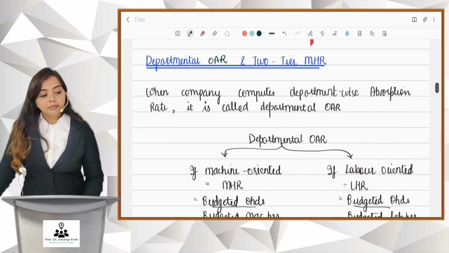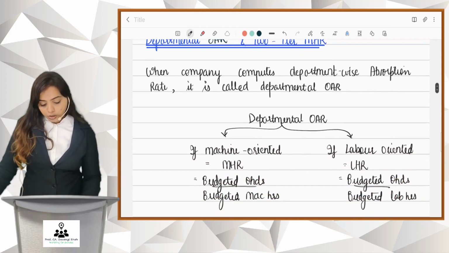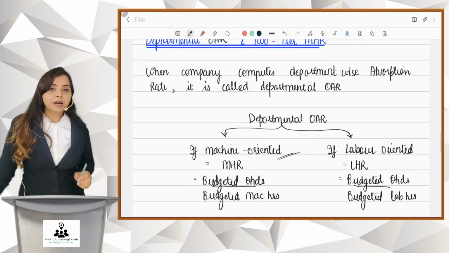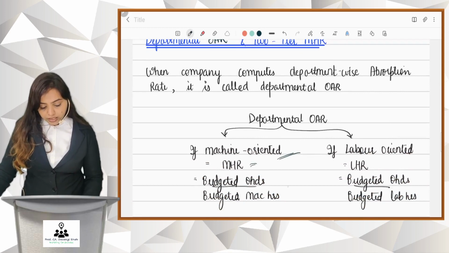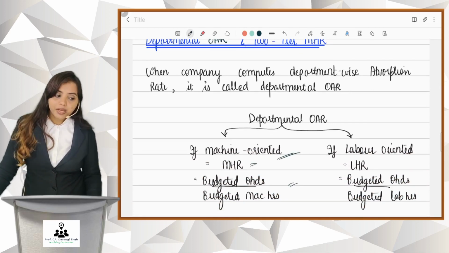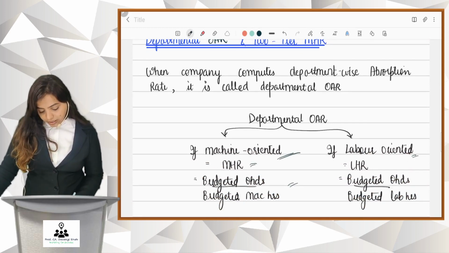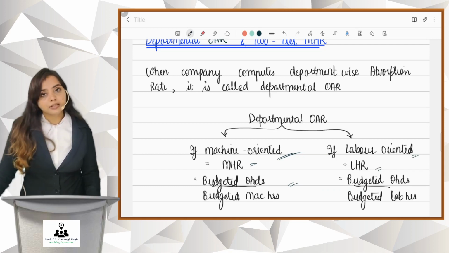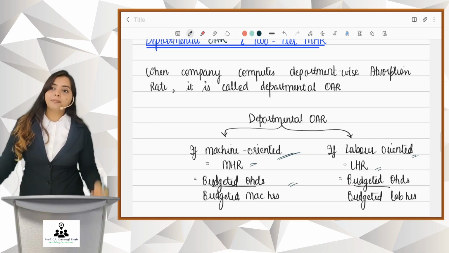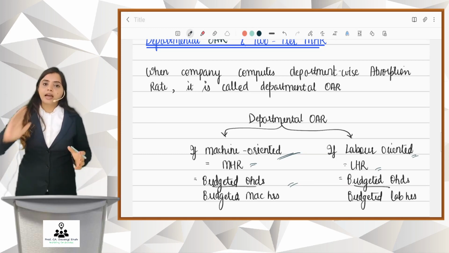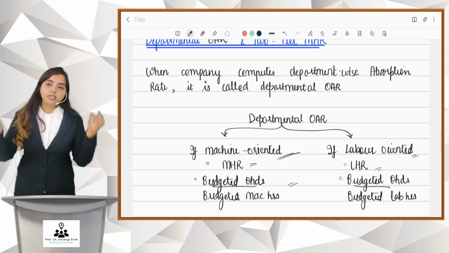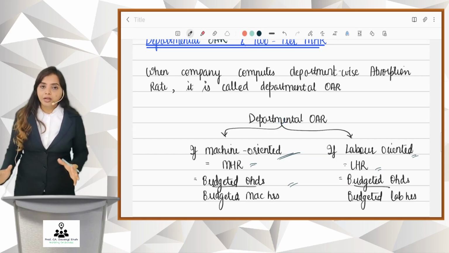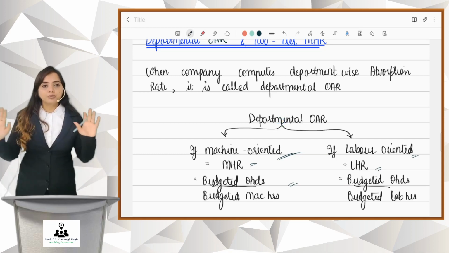Now, if your department does more of machining work, it is called machine oriented. For such a department, we calculate MHR, that is budgeted overheads upon budgeted machine hours. If your department is labor oriented, we calculate LHR, that is budgeted overheads upon budgeted labor hours. So your department may have labor activity or machine activity. Accordingly, we'll calculate. Different departments can have different rates.